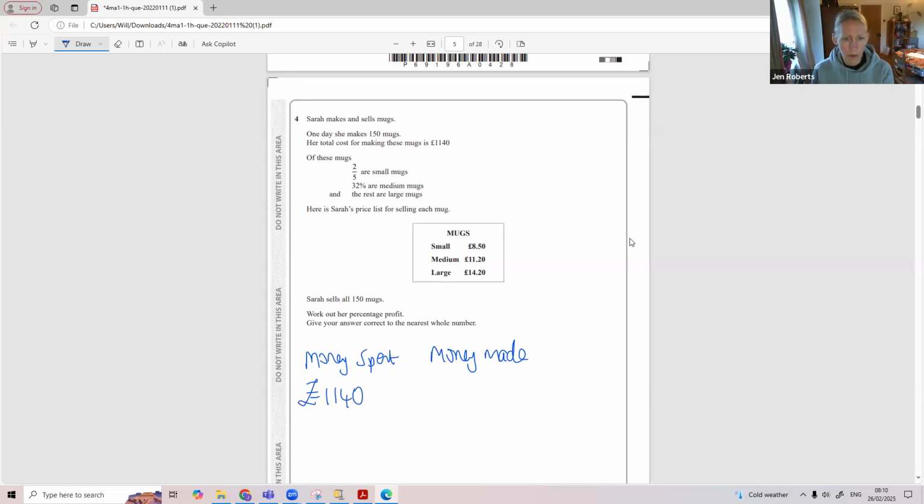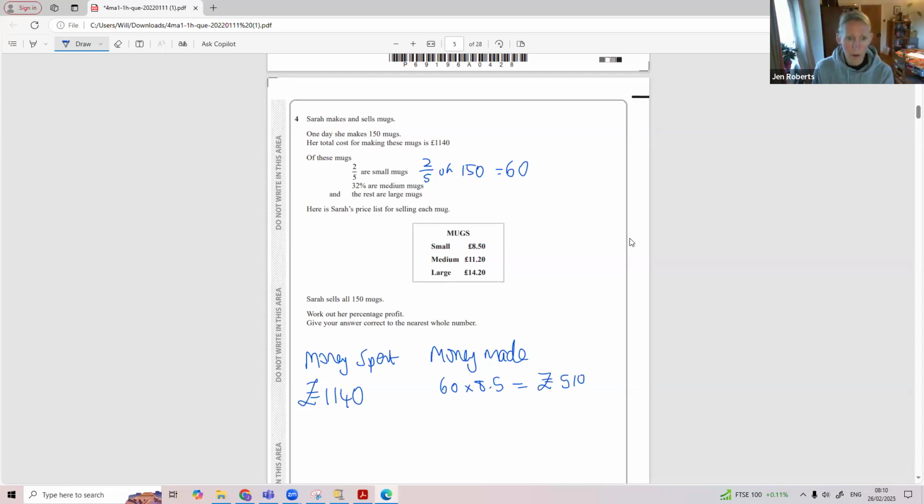2/5 are small mugs. So what's 2/5 of 150? Well, 150 divided by 5 times 2 is 60. So she's got 60 small mugs at £8.50. So 60 times £8.50 is £510 on small mugs.